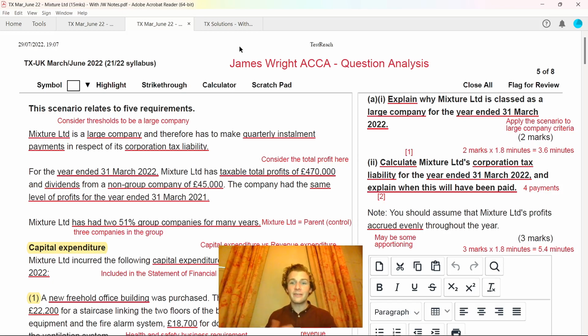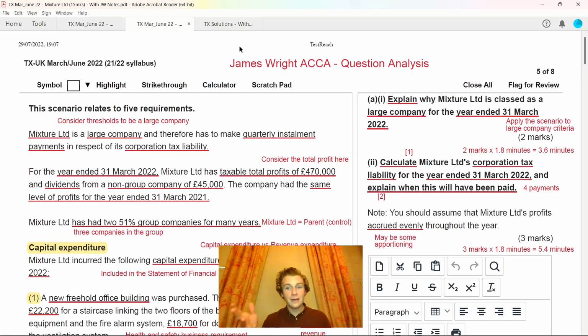So part A first of all, and everything underlined are the key aspects, dates, rates, whatever it may be. We've got a 2-mark question, so just over 3 minutes for this, where we have to explain why Mixture Limited is classed as a large company for the year ended 31st of March 2022, and we have to apply the scenario to a large company criteria, is what you need to get down in your notes.